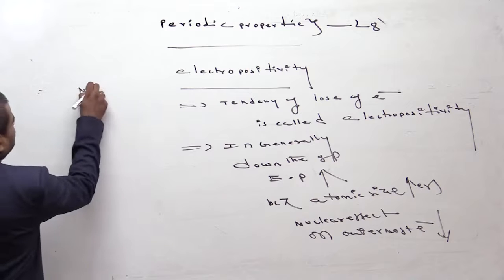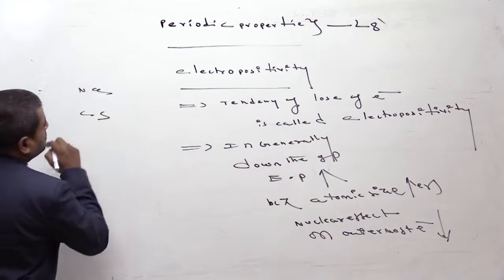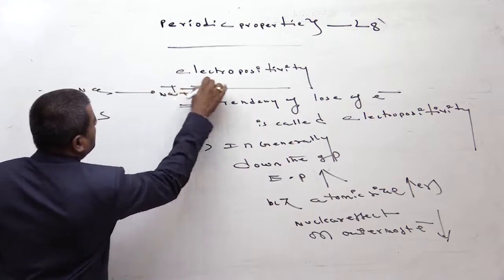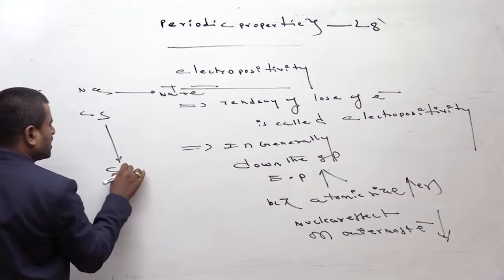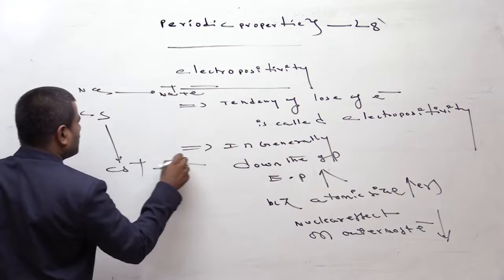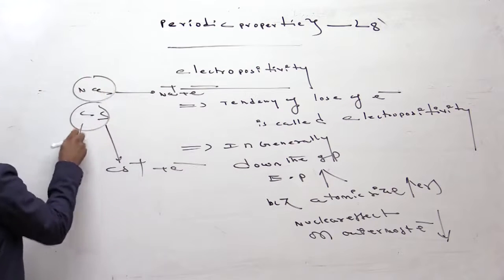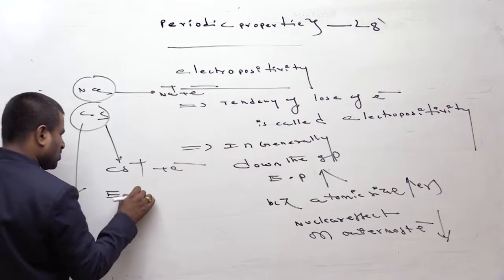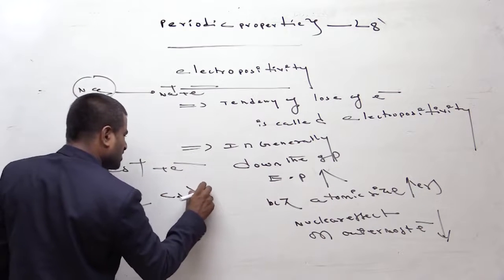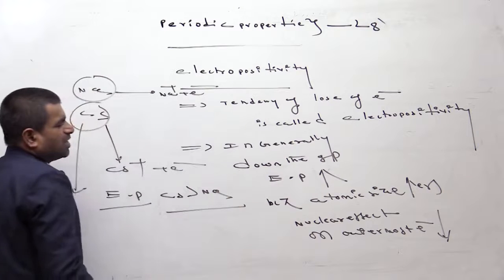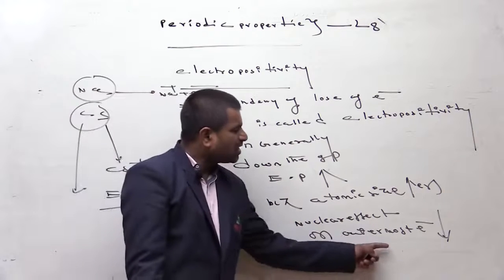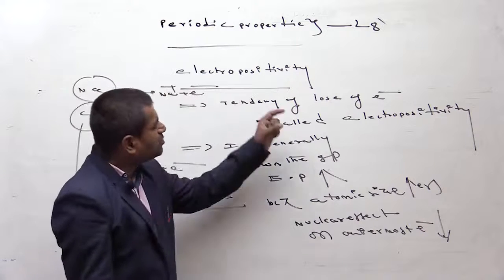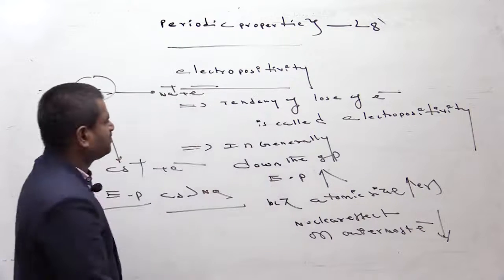For example, take sodium and cesium. Sodium loses an electron and is converted to Na plus. Cesium also loses an electron and is converted to Cs plus. Which atom loses an electron more easily? Cesium. That is why electropositivity of cesium is greater than sodium. Down the group, atomic size increases and the nuclear effect on the outermost electron decreases, so the atom easily loses an electron. Therefore positive character increases down the group.